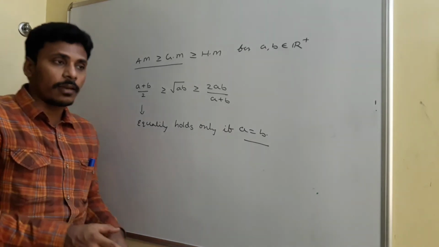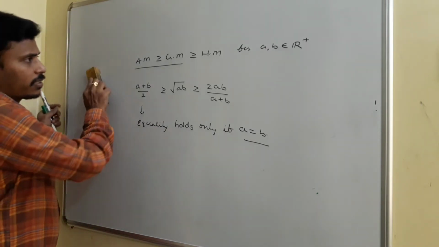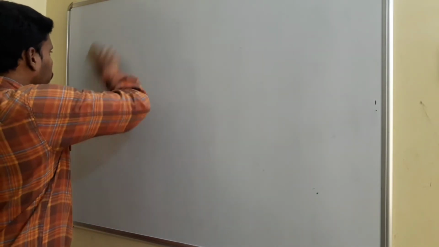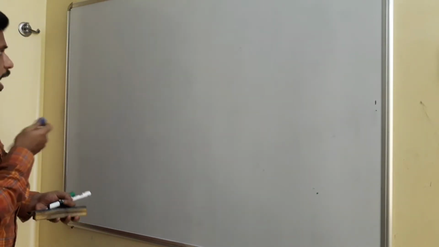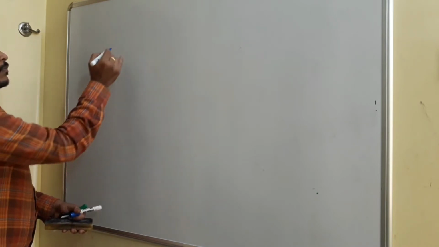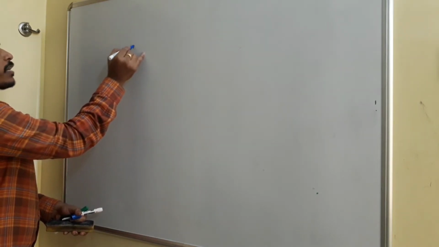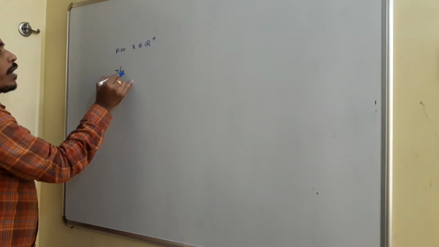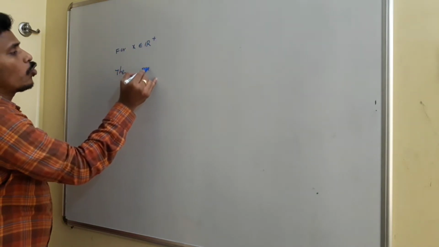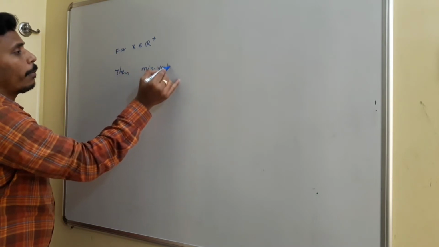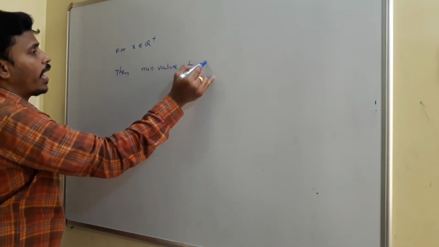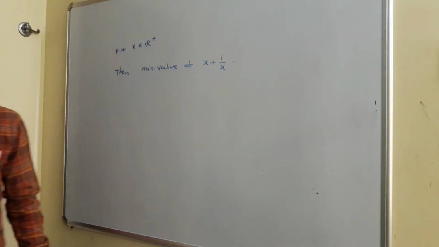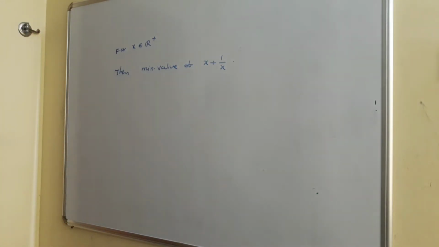Is it right? For suppose, I am erasing this. Okay. For suppose, look at this. I have a number x. For positive x, x is a positive real number, right? Then I need to get the minimum value of x plus 1 by x. What to say about the minimum value of x plus 1 by x? Have a look at this.